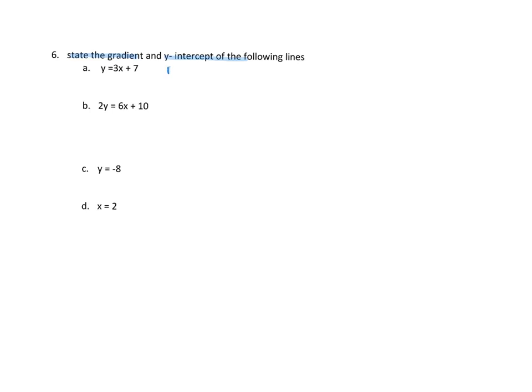All you got to tell me is, what's the gradient for this one? 3. And what's the y-intercept? 7. Good. Now, with this one, we have to be careful. Is this in y equals format? No. So what you want to do, if you accidentally get one of them, is you take this, and on your calculator, write solve, put what they gave you, and then go comma y. And it'll tell you in y equals format.